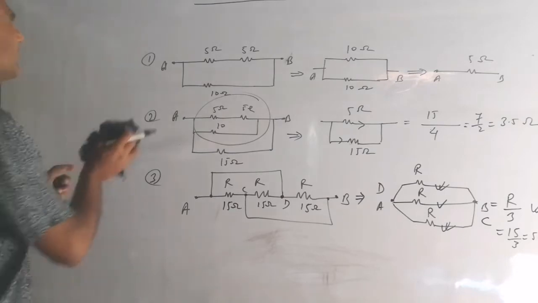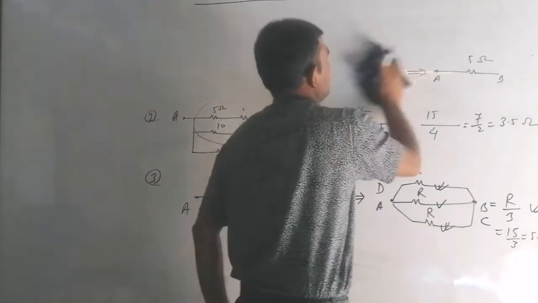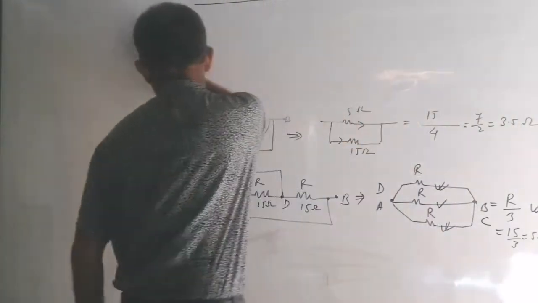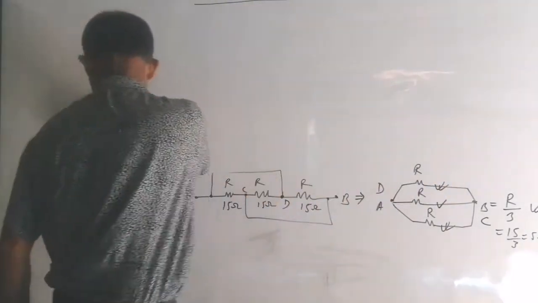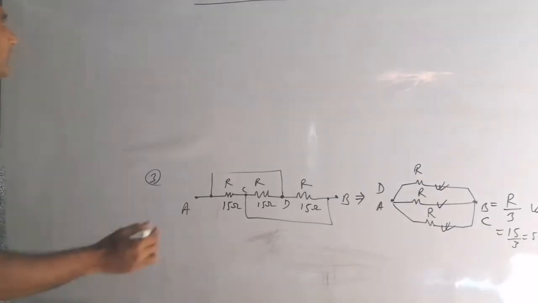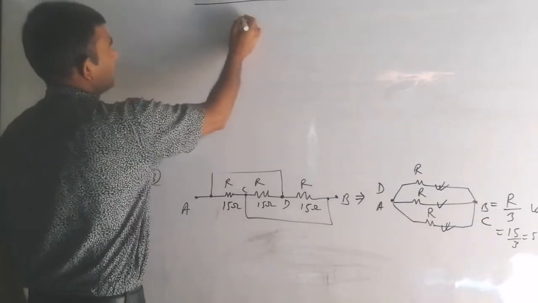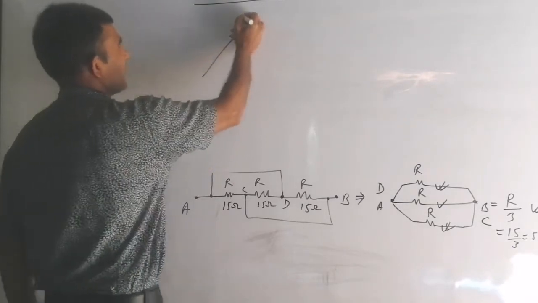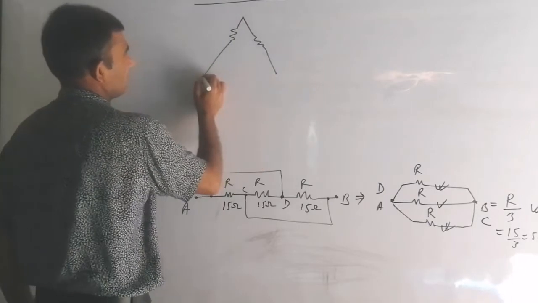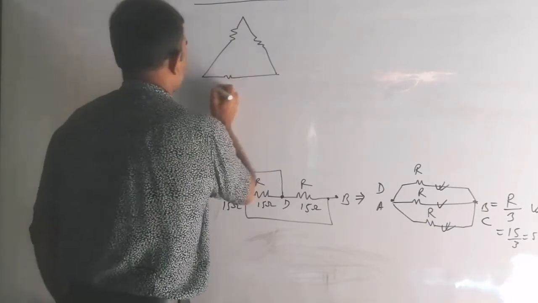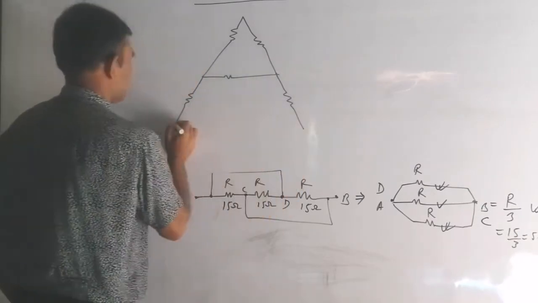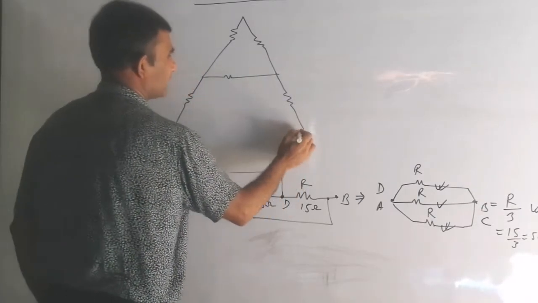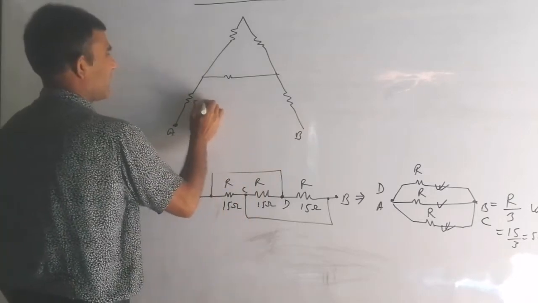So let me write the fourth question. I am trying simple questions first, and then I will move to the more complex question. Here is one more question for you, and I had seen this question somewhere like this. This looks like the shape of A, and here is A written, here is B written, and the resistance is 5 ohm.